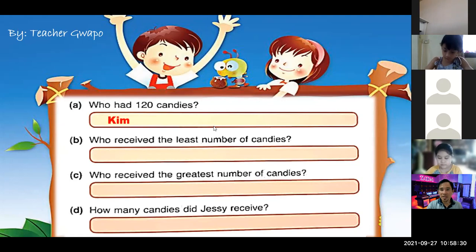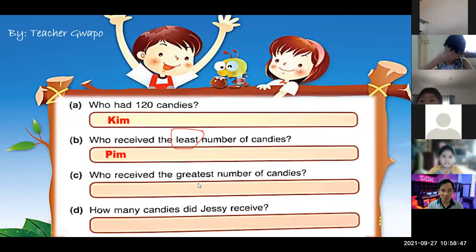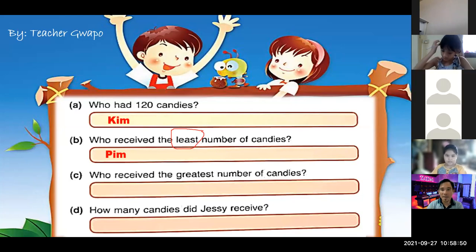Here, who received the least number? Least means the smallest number of candies. What's the name? Pim. Very good. The student who received the least number of candies is Pim. How about letter C? The keyword here is greatest. What's the name of the student? Jesse. Okay, very good.